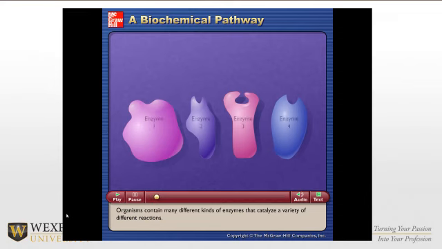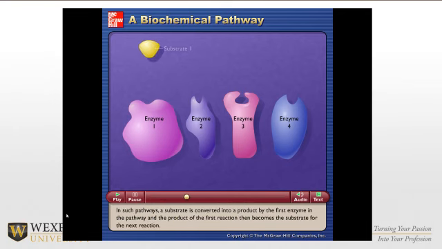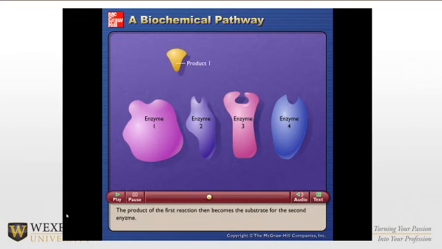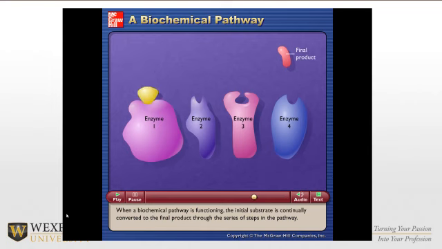Organisms contain many different kinds of enzymes that catalyze a variety of different reactions. Many of these reactions, such as those involved in the biosynthesis of an amino acid, are carried out in a specific sequence called a biochemical pathway. In such pathways, a substrate is converted into a product by the first enzyme in the pathway, and the product of the first reaction then becomes the substrate for the next reaction. The product of the first reaction then becomes the substrate for the second enzyme. The sequence of reactions continues until the final product is made. When a biochemical pathway is functioning, the initial substrate is continually converted to the final product through the series of steps in the pathway.